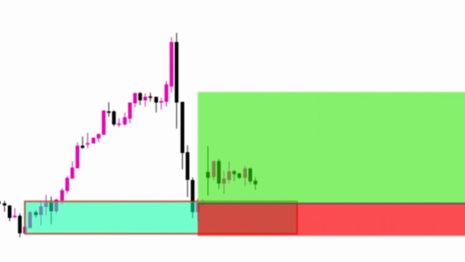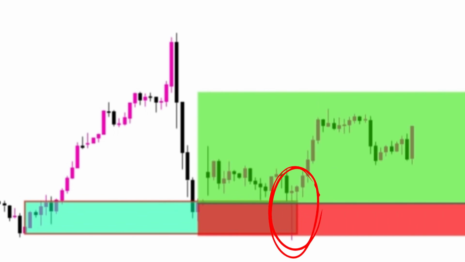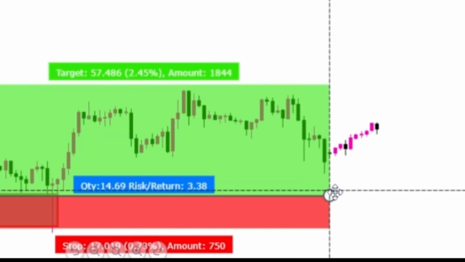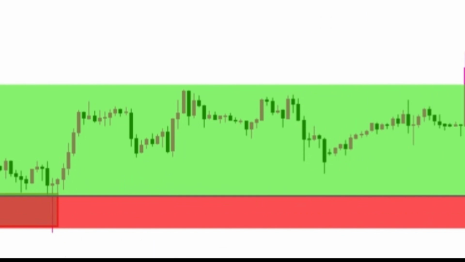Have you fallen into a trap like this, wherein you have been stepped out of the market too early due to hitting of your stop loss, even in winning opportunities? Then don't worry, this video will help you in solving this problem.